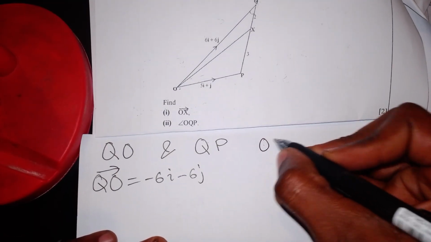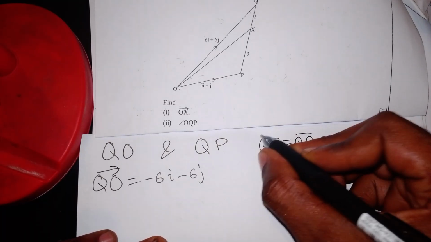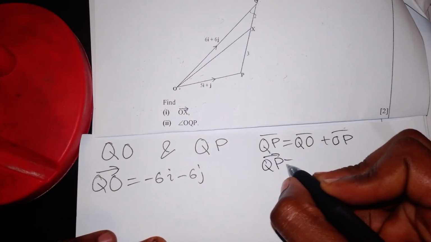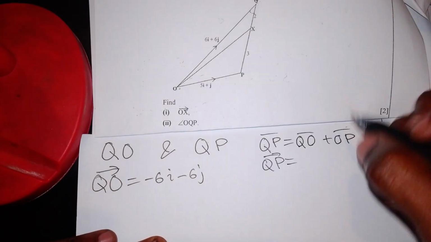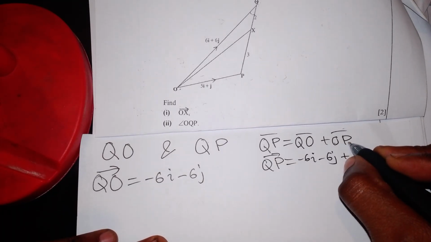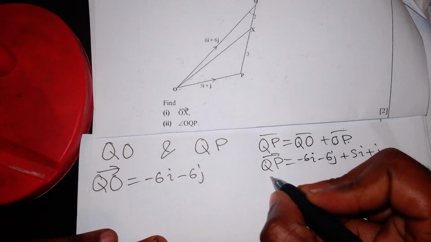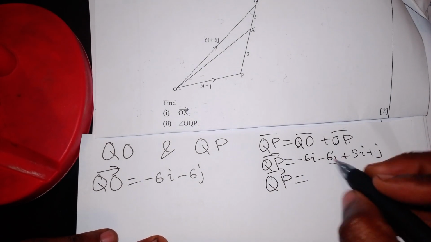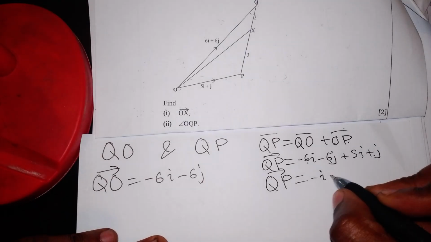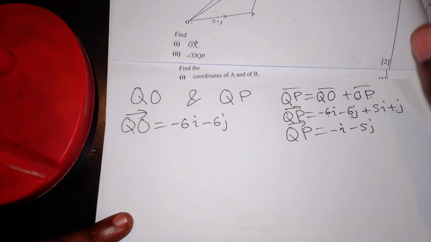And then your QP is basically just QO plus OP. So QP will therefore be QO, which is negative 6i negative 6j, plus OP, which is 5i plus j. And then you can simplify this so that you have this and this, that's minus i, this and this, that's minus 5j.